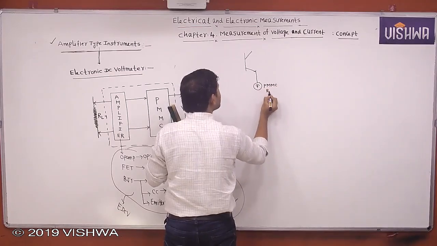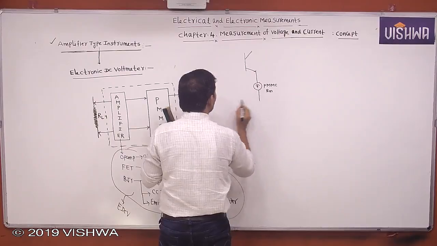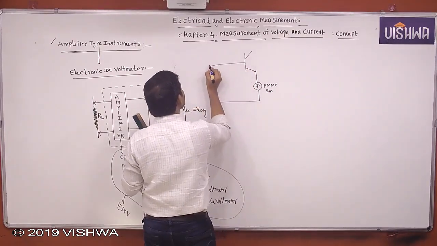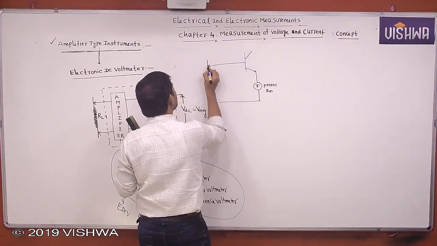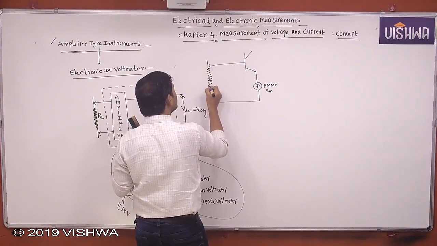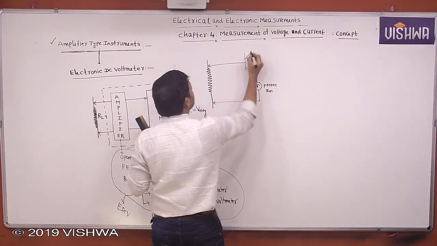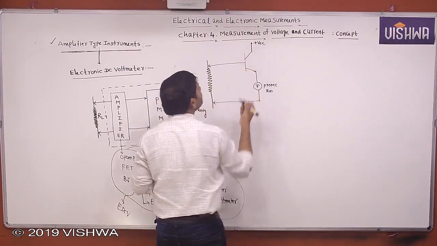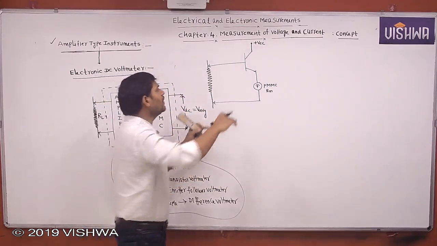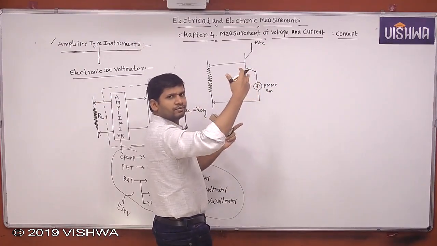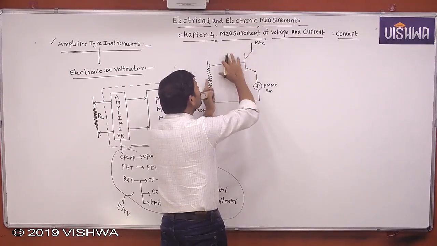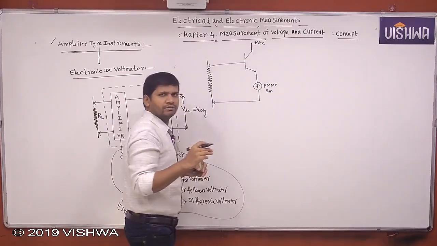Let the meter resistance be RM. Now this total combination is used to measure the voltage across the load. It must compulsorily require plus VCC for biasing. Okay, this is one electronic DC voltmeter. This amplifier is used in CE configuration, then this voltmeter is called transistor voltmeter.